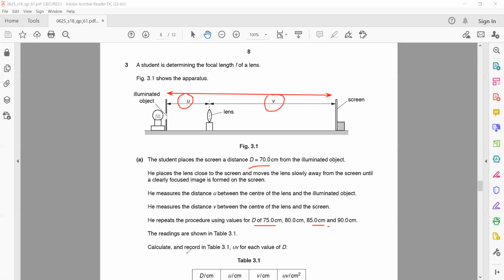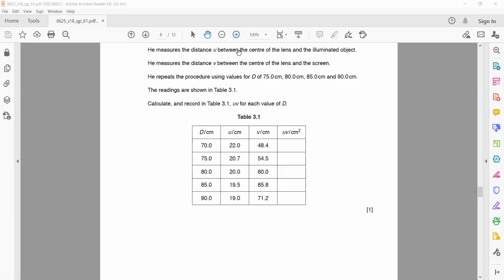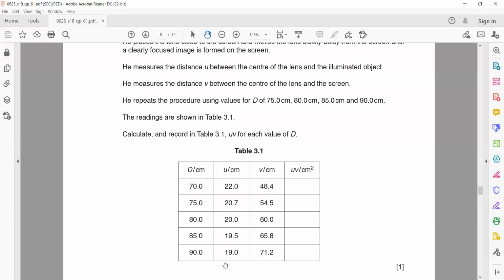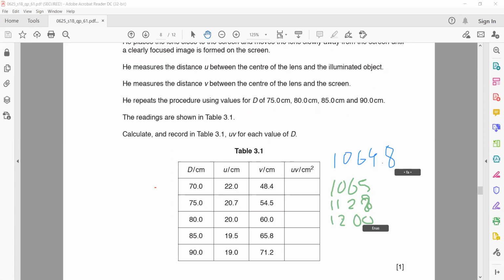The readings are shown in the table. Calculate and record in table 3.1 u multiplied by v for each value of d. Just the value of u multiplied by v. Use the screen annotation to complete this table. You can write it in any other part as well, because only one box is available, so you can write the answer here or beside it. One thing you should keep in mind is the number of significant figures you use for your answers. All should be in the same number of significant figures in the table.